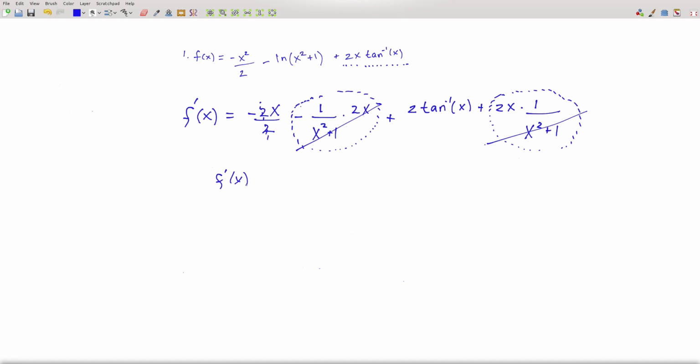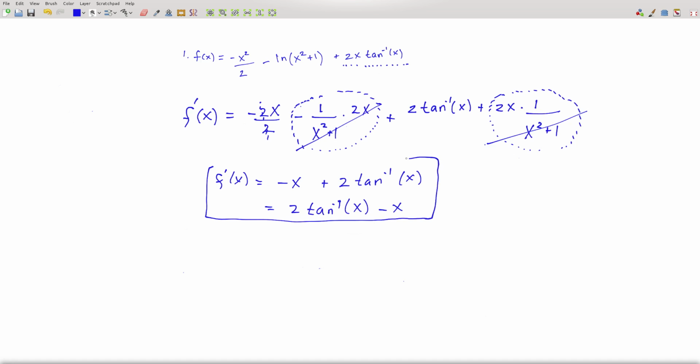The derivative of f of x is equal to, remember the negative 2x over 2 simplified, so this is a negative x plus 2 times the arctangent of x. This could also, of course, be written as 2 times the arctangent of x minus x. Alright, so these are both nice ways of writing out the derivative. Here it is. We'll leave that there for now. We'll come back and use that in a moment.